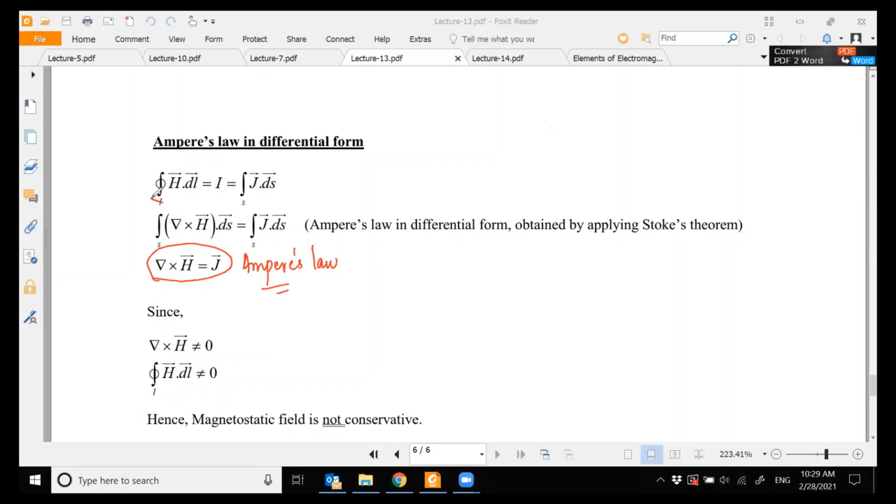And this is the Ampere's law in integral form. Very similar to how we got for Gauss's law. Now there is one thing which you should note. See here what is happening. Del cross H is no longer 0. Del cross H is J.